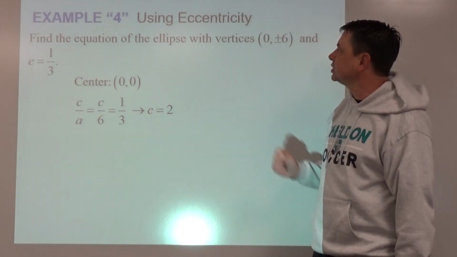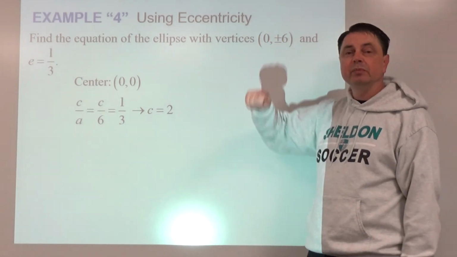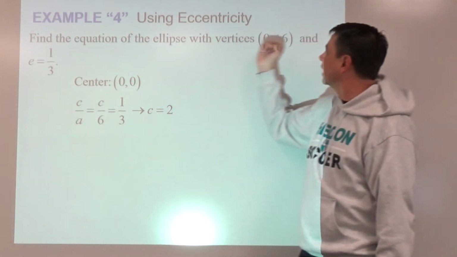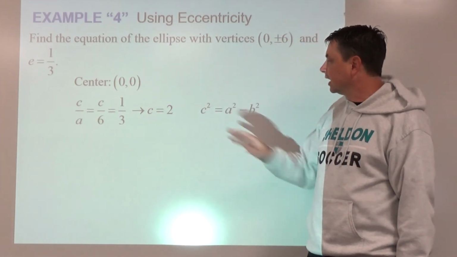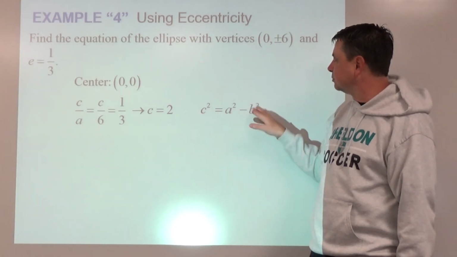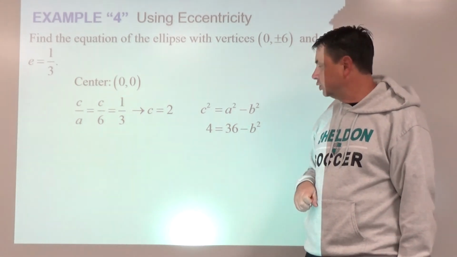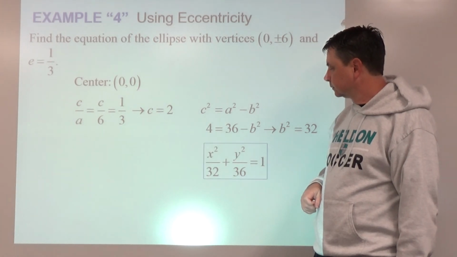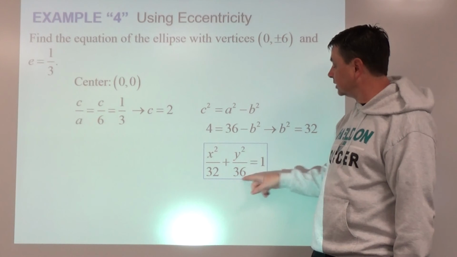Let's find the equation of the ellipse. So if we're talking about our vertices being up and down, and center here, so a squared is going to go into the y. We've got our c squared equation. 4 is equal to 36 minus b squared. That's going to mean that b squared has to be 32. So x squared over the b squared plus y squared over a squared is equal to 1.